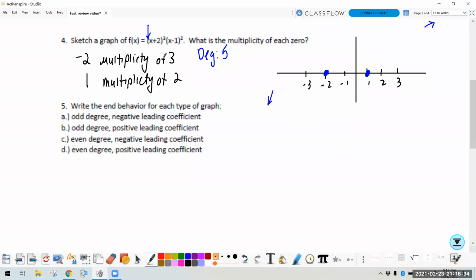A multiplicity of 3 is an inflection point, that change in concavity. So I draw that, let me make my pen thicker, in 2 pieces to get that nice change in concavity. And then a multiplicity of 2 means we are tangent at the x-axis.